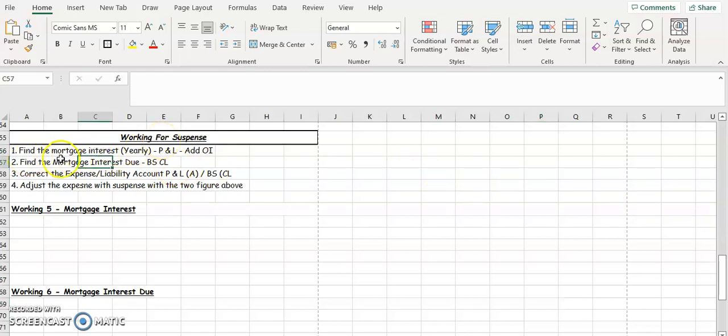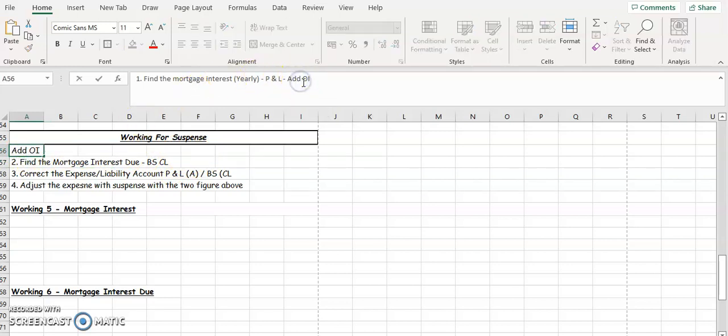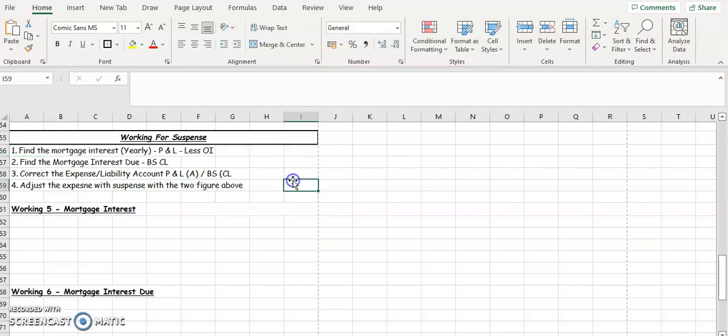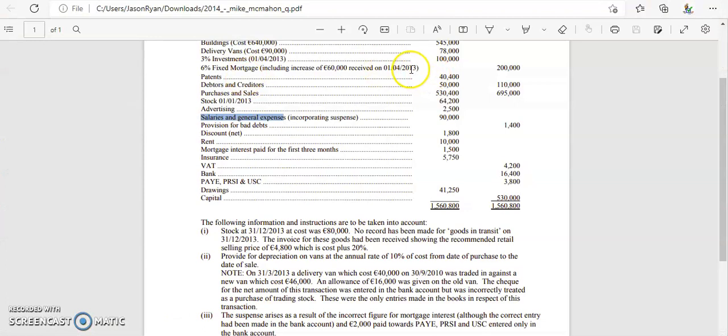So our first step is to find the yearly mortgage interest. That's going to go into our profit and loss account, sorry, that should be taken away from our operating income because it's an expense. So we need to deduct it in the operating income or operating profit section of our profit and loss account. So you've got mortgage interest. We're going to find out the full mortgage interest first, and then we're going to find out what the difference is for these 3 months, what this error is here.